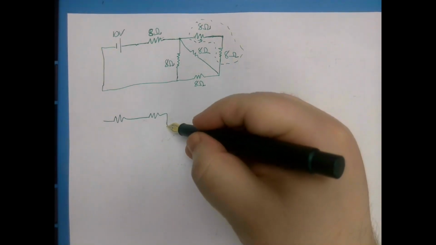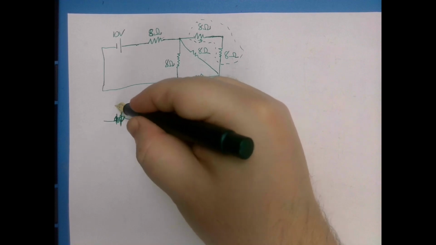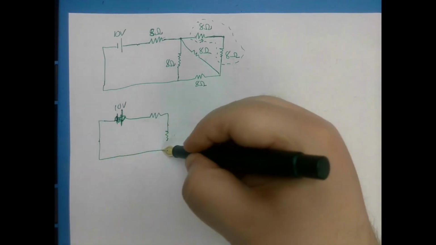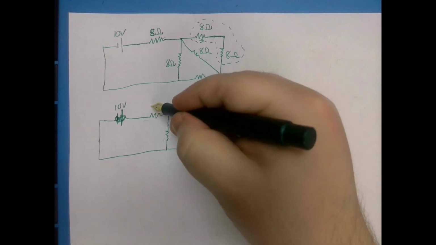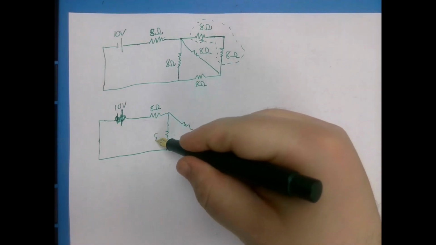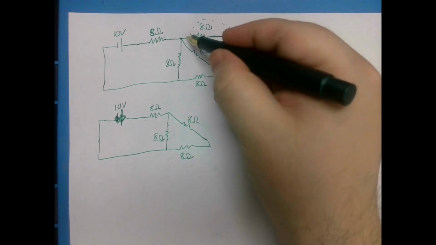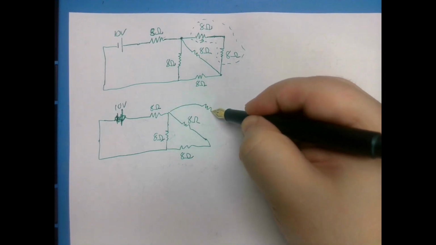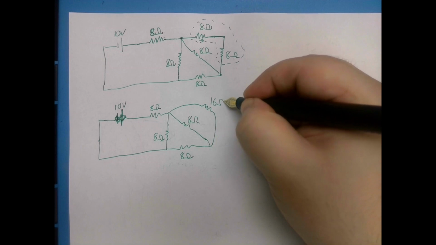So we can replace it with a single resistor. So we have 8 ohms, 8 ohms. It's connected right here and right here, so we can replace it with a new resistor. What would its value be? 16, so they just sum.